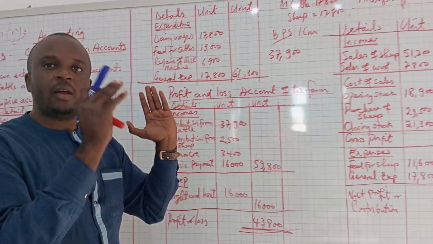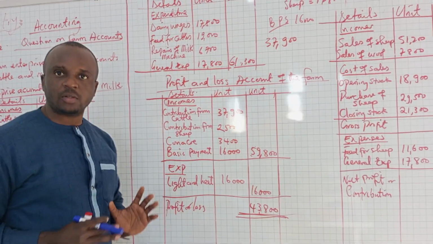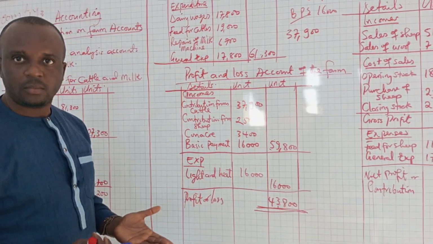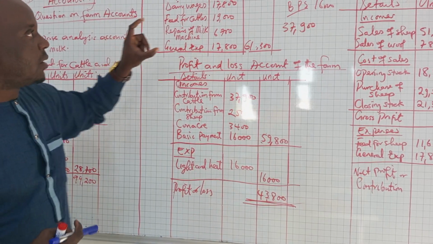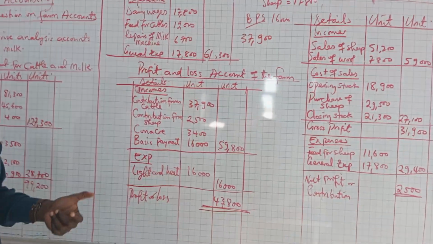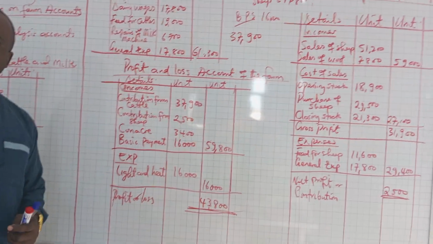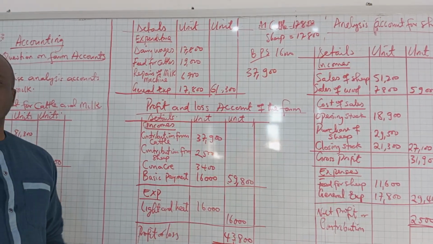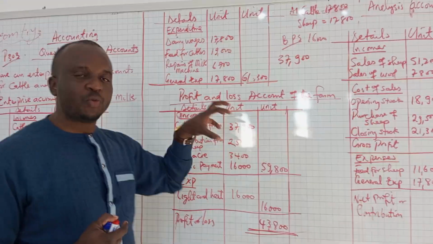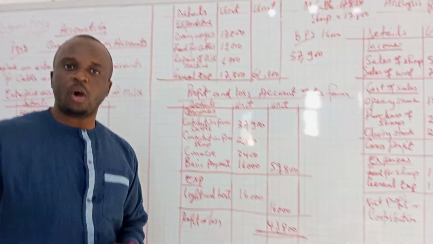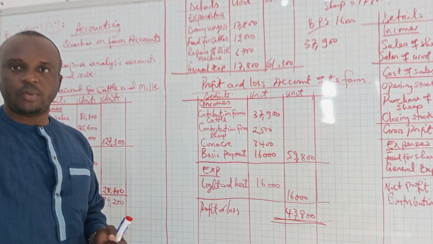So what do you do when you have created the two separate accounts? You need to create a profit and loss account for the entire farm. You take the sources of income for the whole farm. For the whole farm, there are two sources of income: the internal source of income and the external source of income. The internal source of income is the contribution of the enterprises within the farm, and the external source of income is the donation, the support from the government.